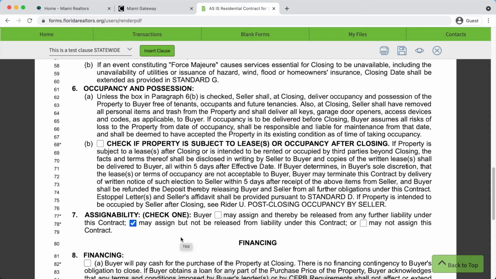Now, for an end user, someone who's going to be owner occupied, what you should be seeing is may not assign this contract, because that person is not an investor. He's going to keep the property, so you want to check off may not assign instead.